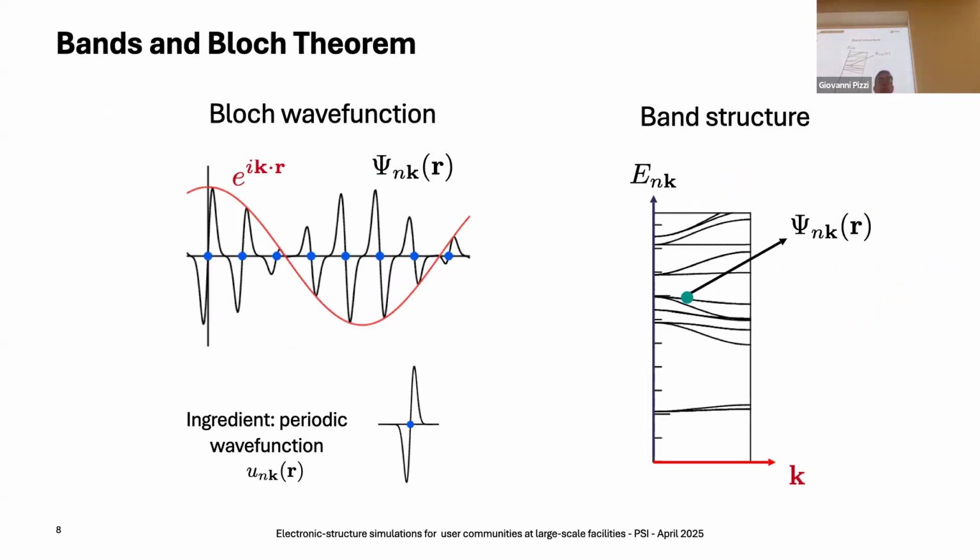Once you have your Bloch theorem, and so k is a good quantum number, what you can do is to make plots of what's called the band structure. So as a function of k, this quantum number, you can plot all the possible energy levels at k, and you get a plot which looks roughly like this.